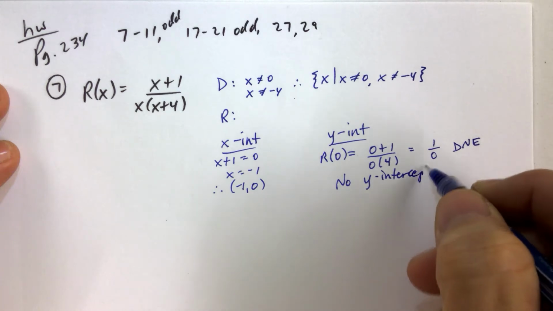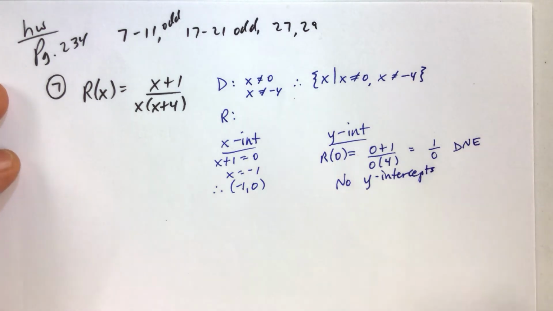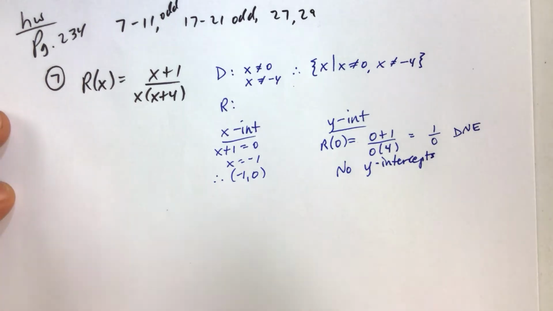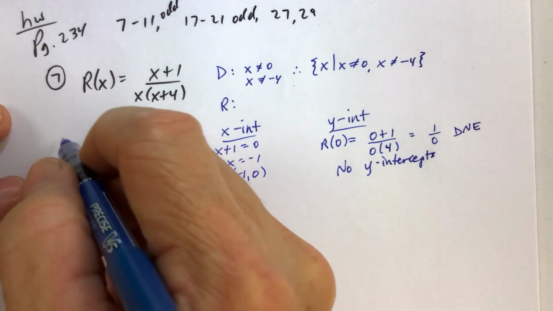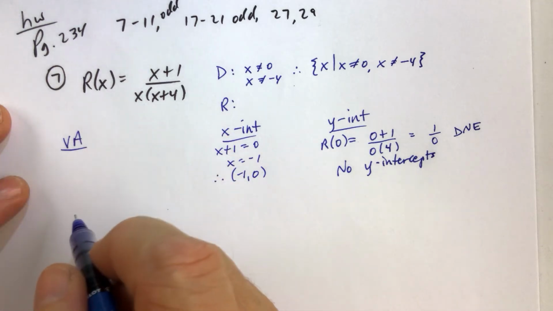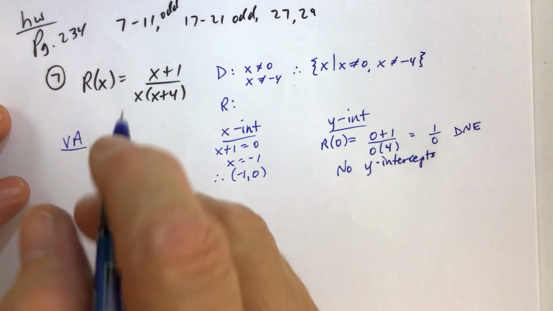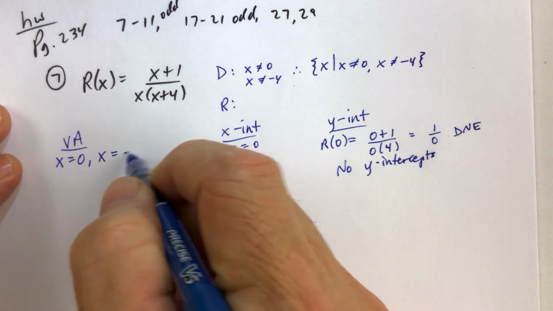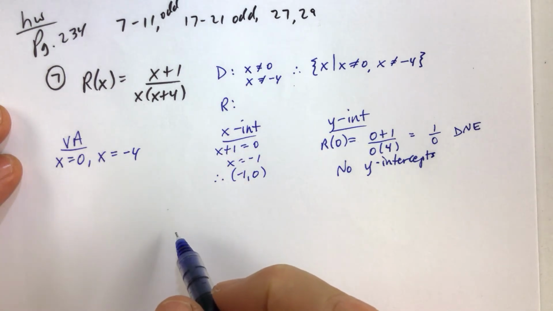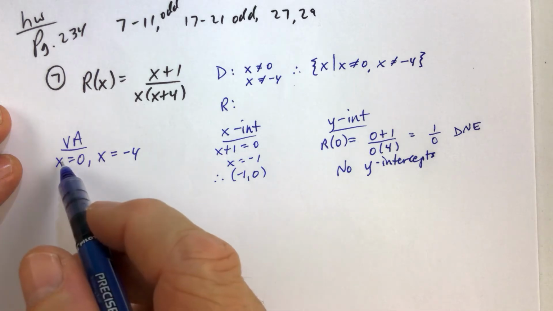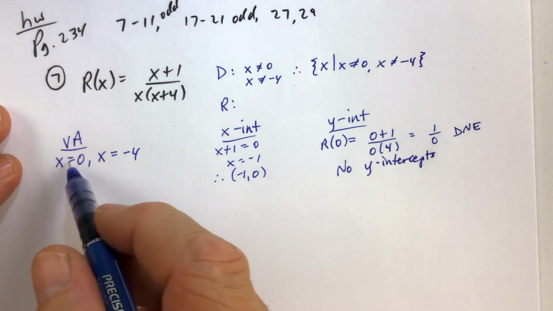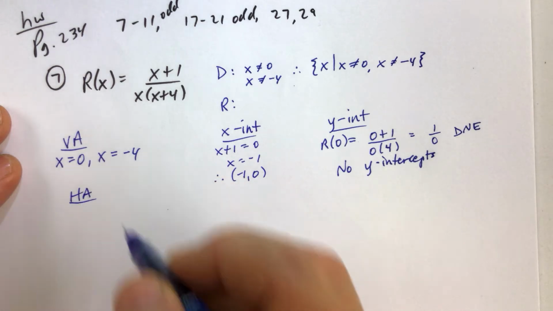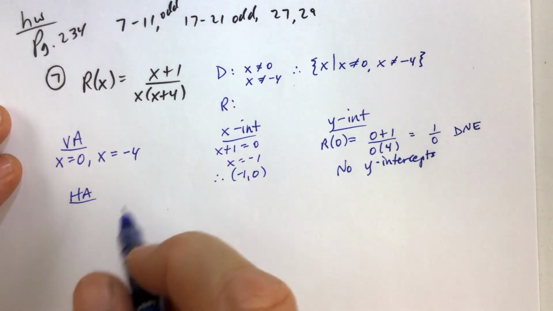So therefore, there are no y-intercepts. Well, how is that possible? Well, we'll check that out when we get down to the vertical asymptote, because that is next. So vertical asymptote: whatever causes the denominator to be equal to 0. So x equals 0 and x equals negative 4. Well, that explains it. If x equals 0, that is the y-axis. And so if x equals 0 is a vertical asymptote, then the graph never crosses the y-axis.